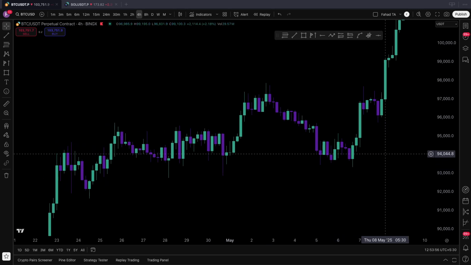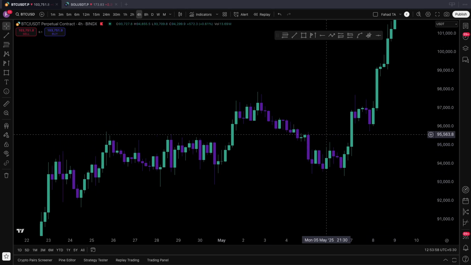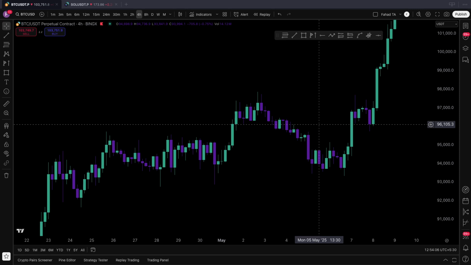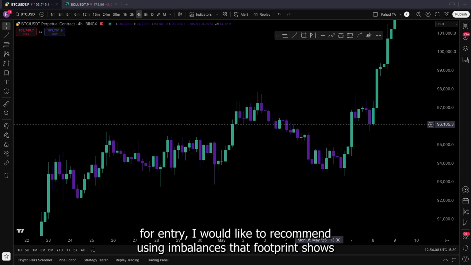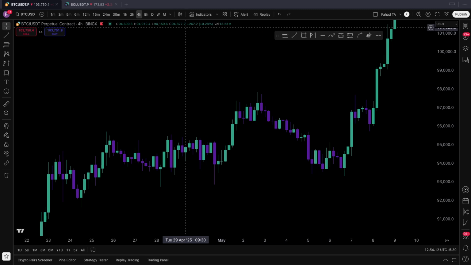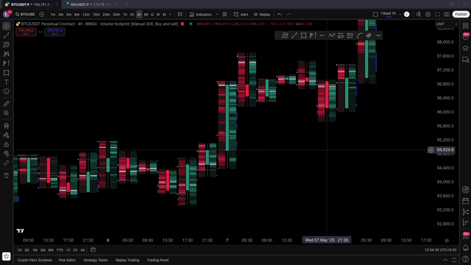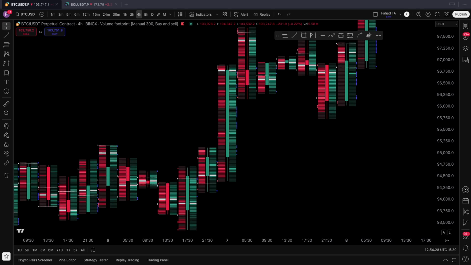Alright, so let's say you have Footprint charts and you want to learn at least one pointer which you can use for entry, I would like to recommend using imbalances that Footprint shows. Alright, so I'll quickly turn on Footprint for you guys. So this is what Footprint would look like in the beginning phase when you mark it.